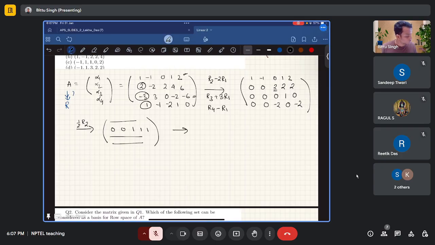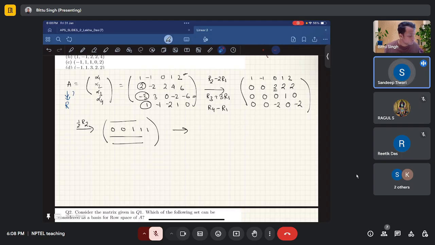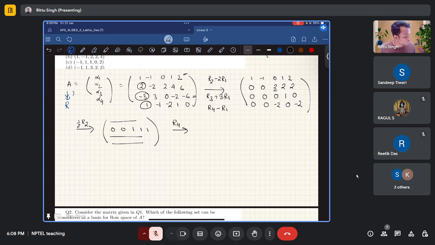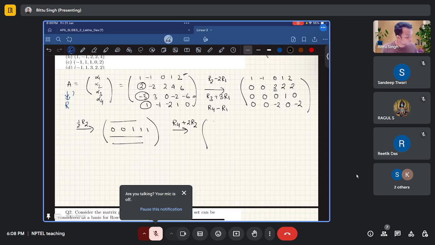Now what we can do, you can see that if we subtract this, since minus 2 is also there, add R2 and R4. Yes. Replace R4 by R4 plus 2 times R2, right? So it is 1, minus 1, 0, 1, 2, then 0 0 1 1 1.